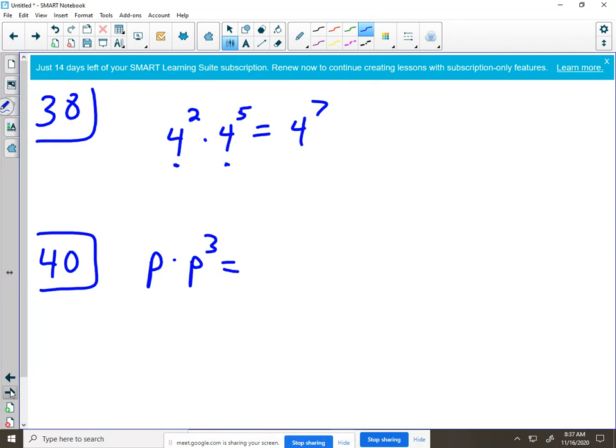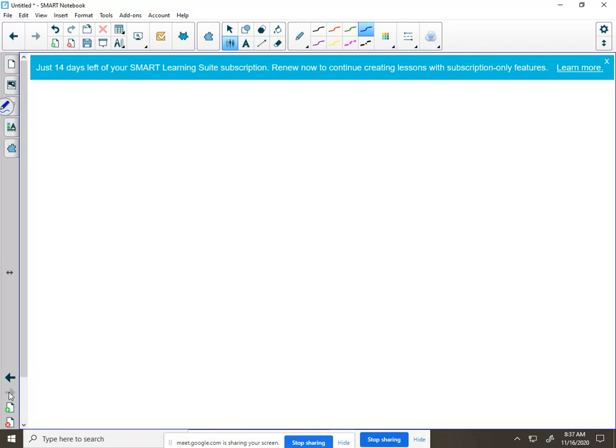P to the fourth. P to the fourth, because there's an understood P to the first, right? So then you add, since they're multiplying. All right, since we're multiplying numbers with the same base, we add the exponents, and we get P to the fourth. Go ahead, Gavin, 42.